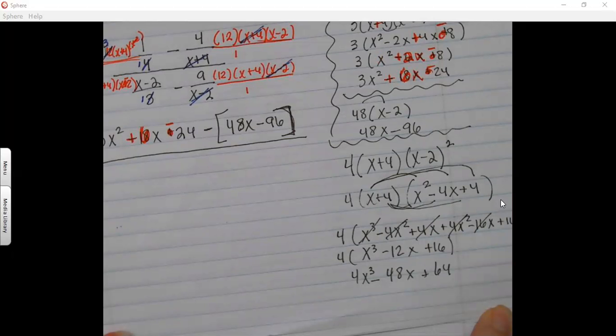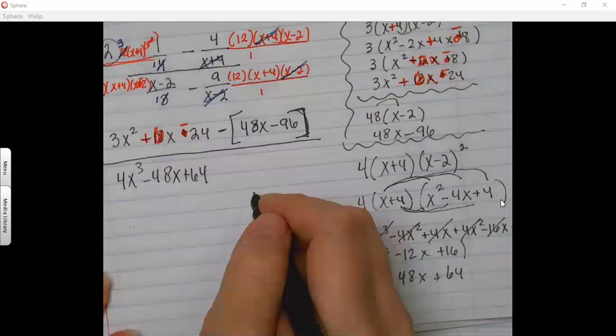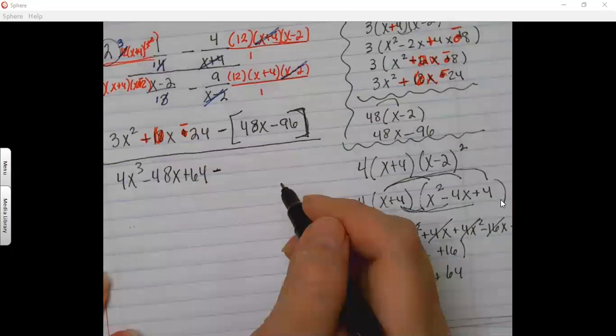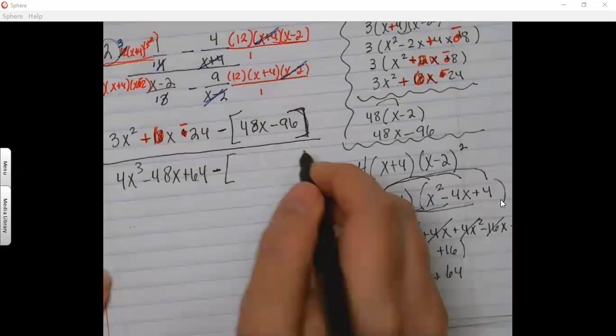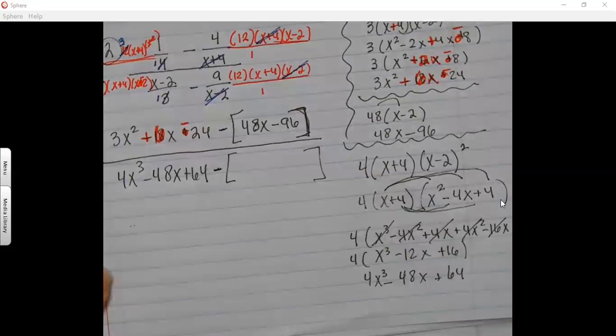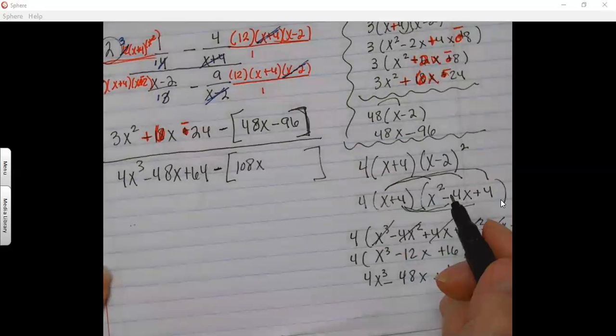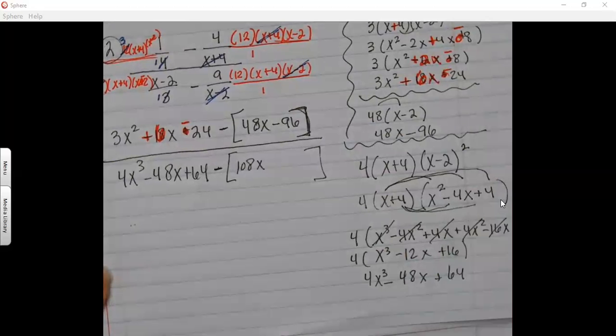And then again, I'm subtracting whatever that bottom right simplifies to. So again, I'm going to use parentheses or brackets, okay? Because I'm not just subtracting the first term, I'm subtracting however many terms there are. So let's see if we can do this in our head. We know we have 9 times 12, and that is 108. And then we'll distribute the 108 times x plus 4. So 108 times x is 108x. And then 108 times 4. Okay. And that is a plus.